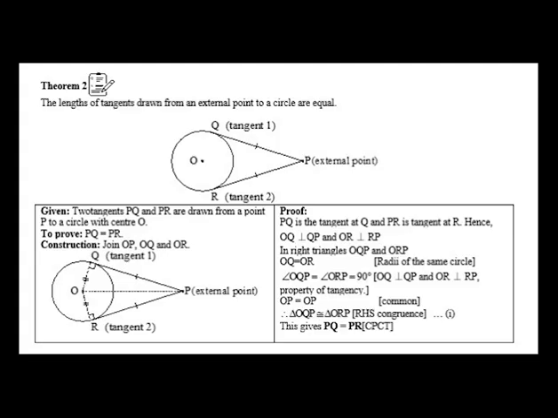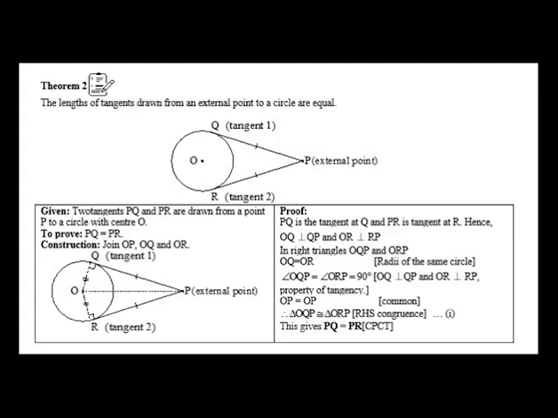Hence, OQ is perpendicular to QP and OR is perpendicular to RP. This is because the tangent at any point of a circle is perpendicular to the radius through the point of contact. In right triangles OQP and ORP, OQ is equal to OR because these are the radii of the same circle. Angle OQP is equal to angle ORP is equal to 90 degrees because OQ is perpendicular to QP and OR is perpendicular to RP, property of tangency.